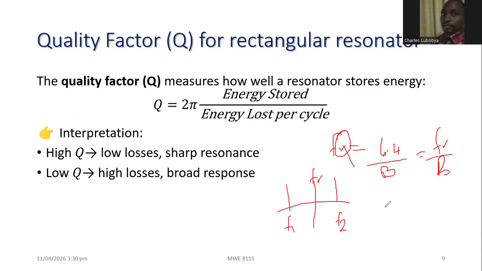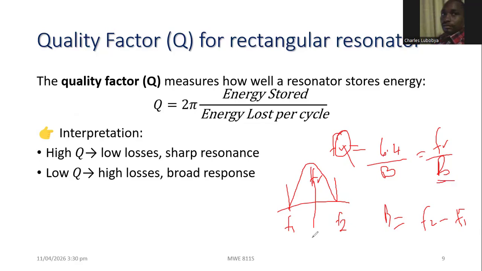Okay, your bandwidth will be nothing but F2, the highest frequency, minus the minimum frequency, which is F1. So that gives you the bandwidth. So it means that if you look at this, where this is now your resonant frequency, and if I take this to be bandwidth, you would want as much as possible to have a low value for B.